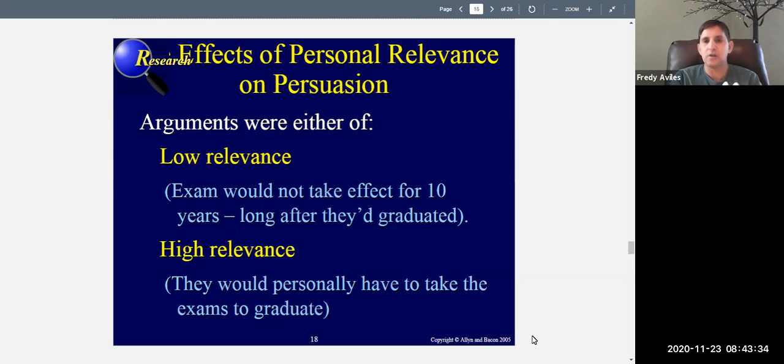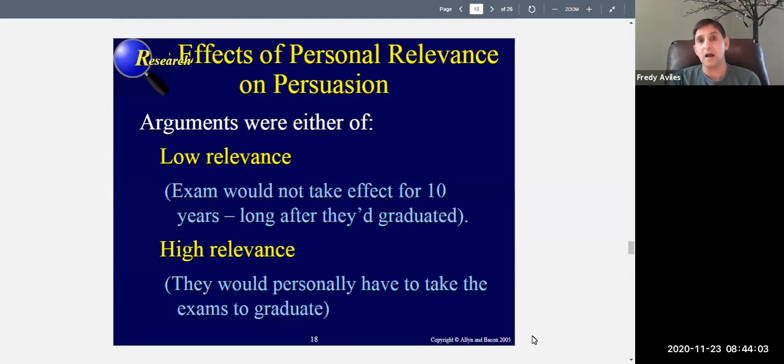So they're not gonna affect you. That's the low relevance condition. So the exams, right, would not take effect for 10 years. In the high relevance condition, they're told the exams would basically take effect right away. You personally are going to have to take them in order to graduate. In other words, you should care about this and pay attention because it's going to affect you. That's high relevance. Low relevance, it's not going to affect you, so you don't have to care that much, okay?